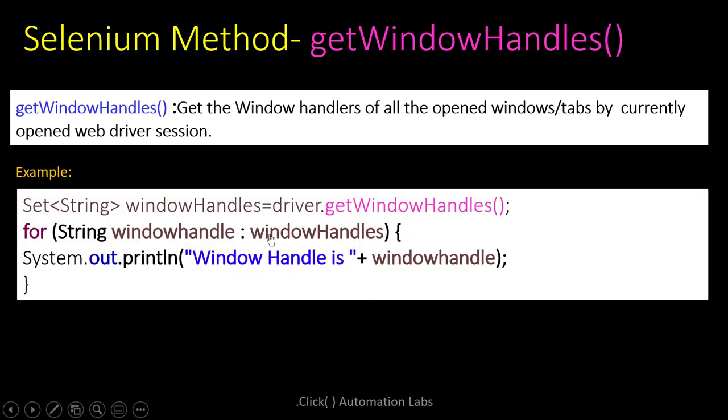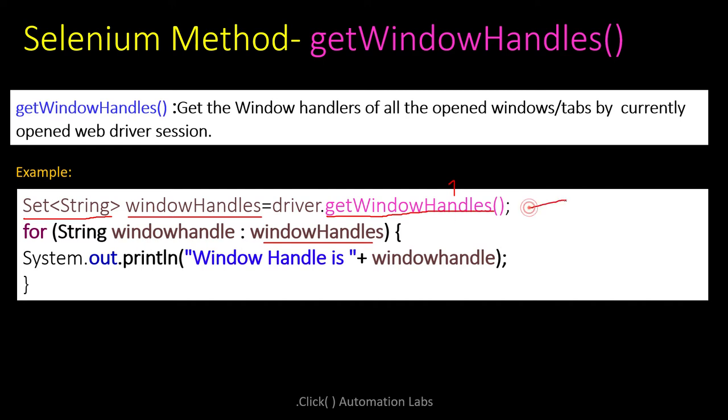Okay, so this is the syntax you can see over here. Get window handles will retrieve the handles, and it will return the handlers in the form of a set, a Java set, which I stored in this particular window handles variable. And if you loop it, the window handles will hold the number of windows here.